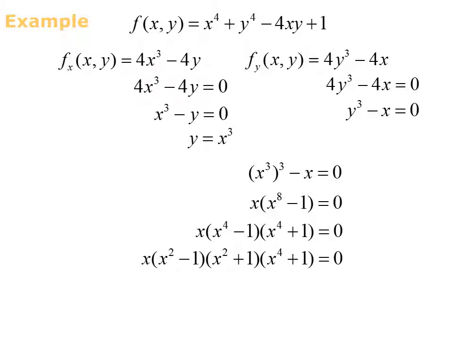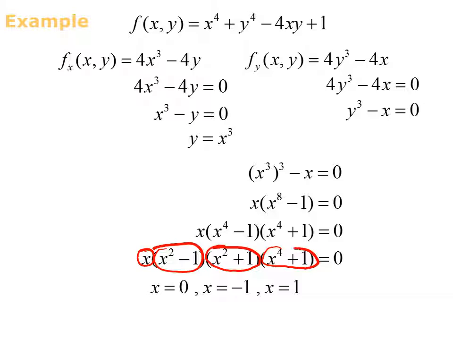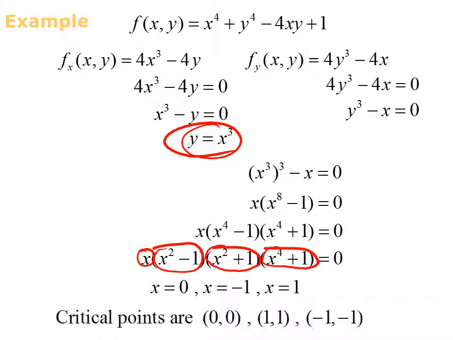We've got x equals 0 and x squared minus 1 equals 0, which gives us the critical values of x: 0, 1, and negative 1. The x squared plus 1 equals 0 doesn't give us any critical values, and the x to the 4 plus 1 equals 0 doesn't give us any critical values. We can take each of these values of x, use any equation, and find the values of y that go with them. So there's our 3 critical points.